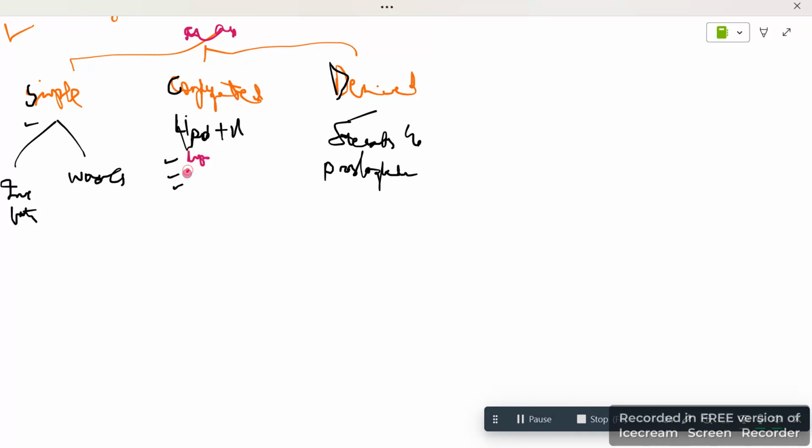Lipoprotein, chromolipid, glycolipid, and lecithin would be the examples. Derived lipids include steroids and prostaglandin.